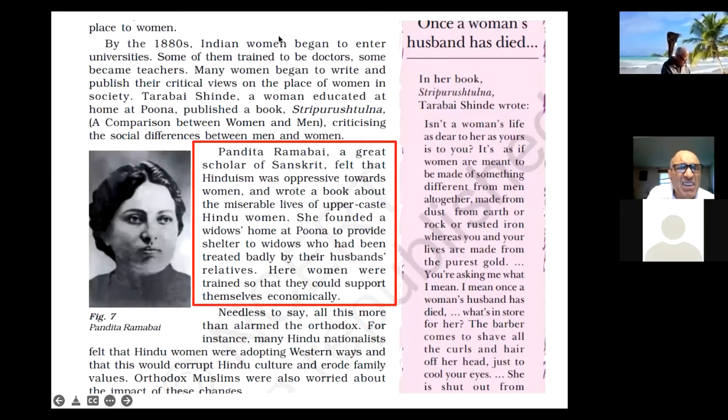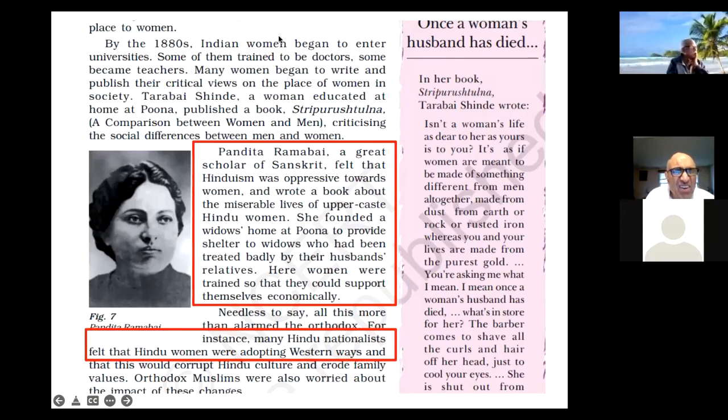Pandita Ramabai, a great scholar of Sanskrit, felt that Hinduism was oppressive towards women and wrote a book about the miserable lives of upper caste Hindu women. She founded a widows' home at Pune to provide shelter to widows who had been treated badly by their husbands' relatives. Here, women were trained so that they could support themselves economically. And needless to say, all this more than alarmed the Orthodox. For instance, many Hindu nationalists felt that Hindu women were adopting Western ways. Now, why is it wrong?